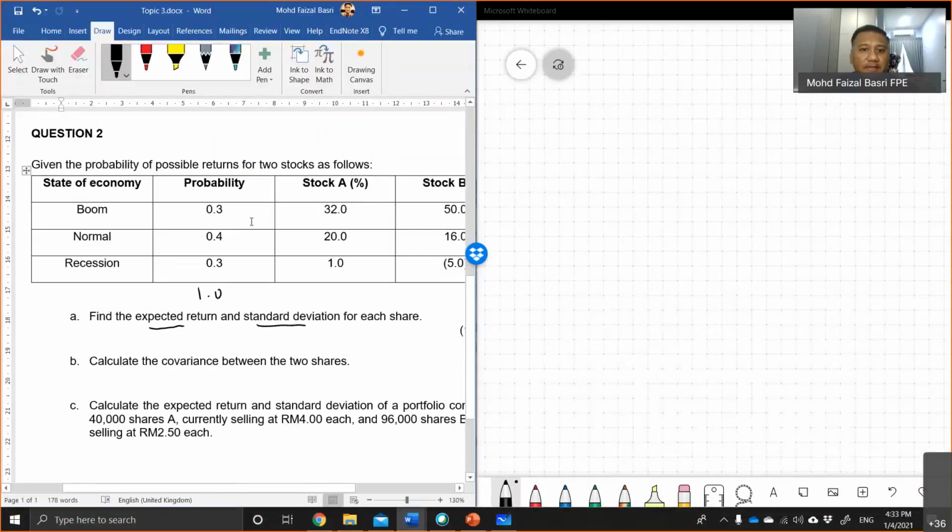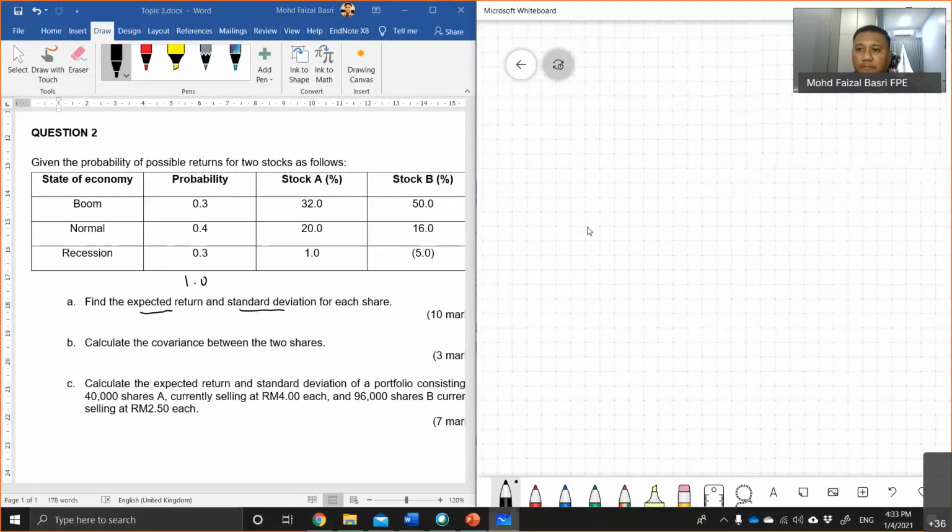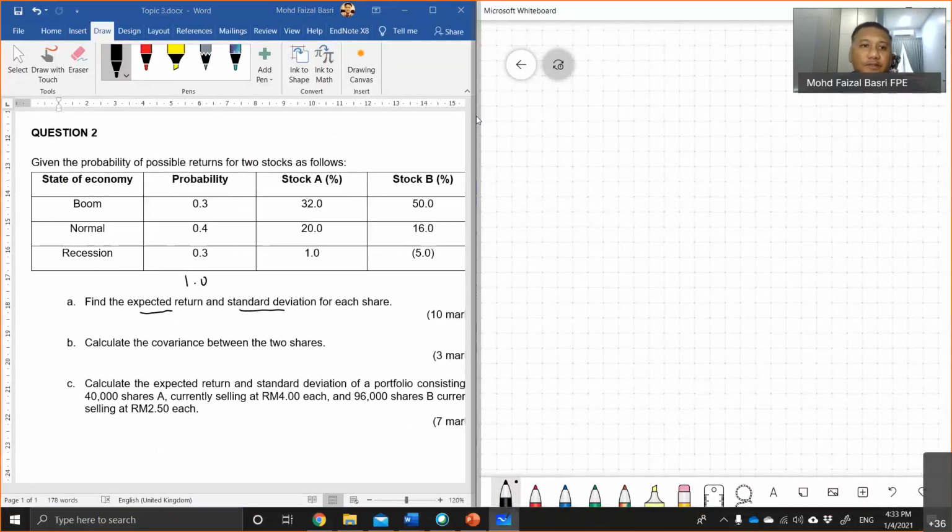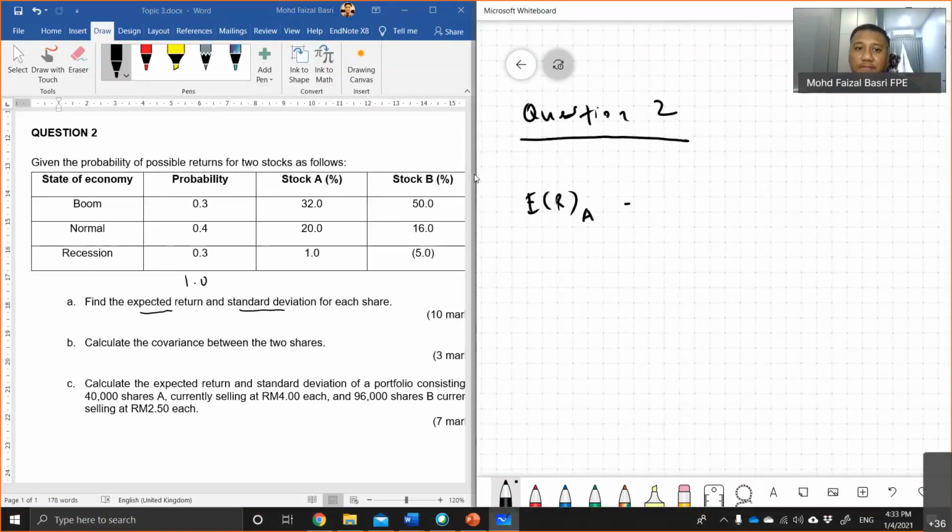Try to put it side by side like so. This is for question 2. The first part asks about the expected return, the ER. We're going to do the first one for stock A first. If you recall the formula, I also wrote it down earlier. It is the sum of probability multiplied with the returns respectively.